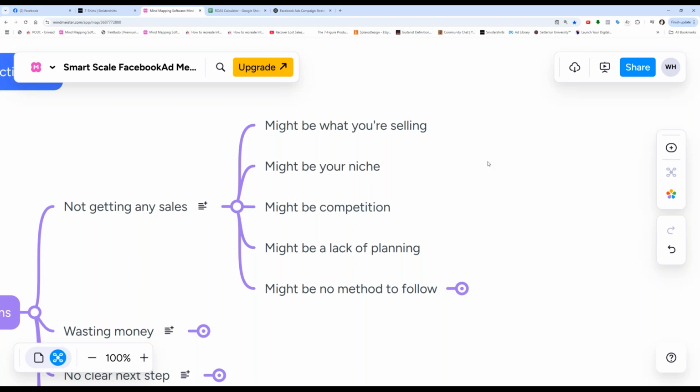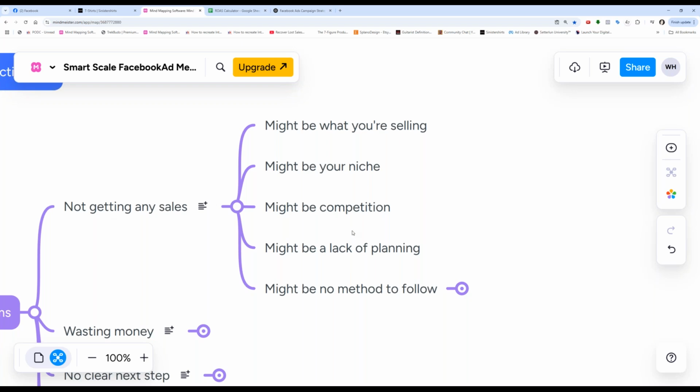It could also be not just what you're selling, but there could be competition, or even worse, no competition. In my mind, I want to go where the money is. So if you're not getting any sales and there's no competition in that niche, that's a huge problem. That means there's no money to be made there. You need to go to a niche where people are already selling things, because then you can just take your piece of the pie.